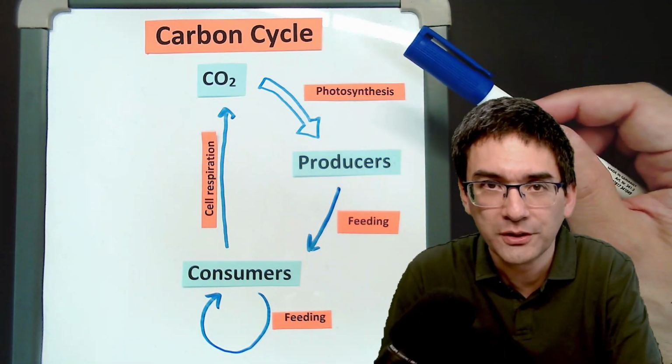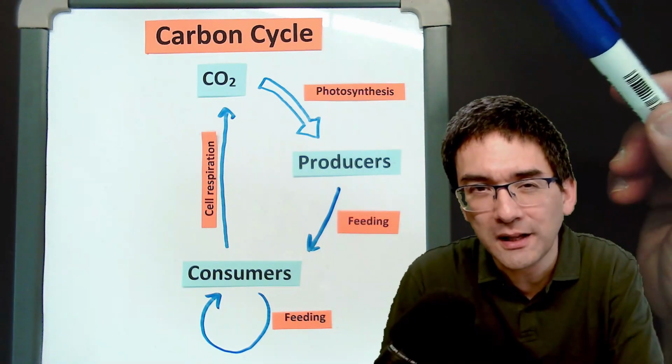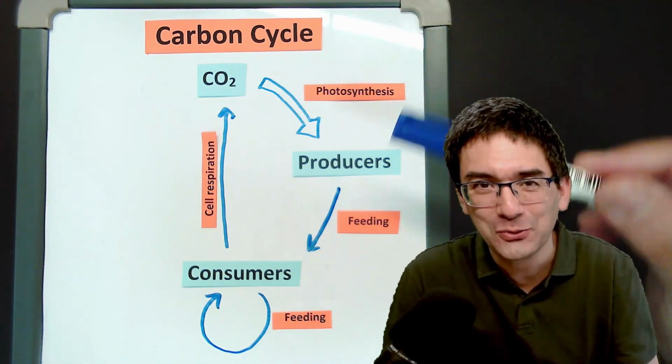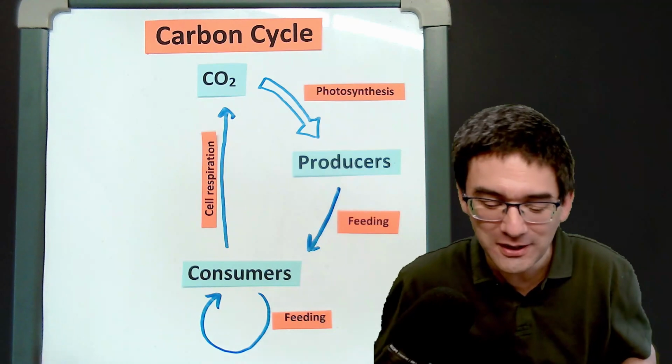Yeah, this is how carbon dioxide is produced. But what about the producers? Do plants also do cell respiration? Do plants also have mitochondria to do cell respiration? Of course they do.